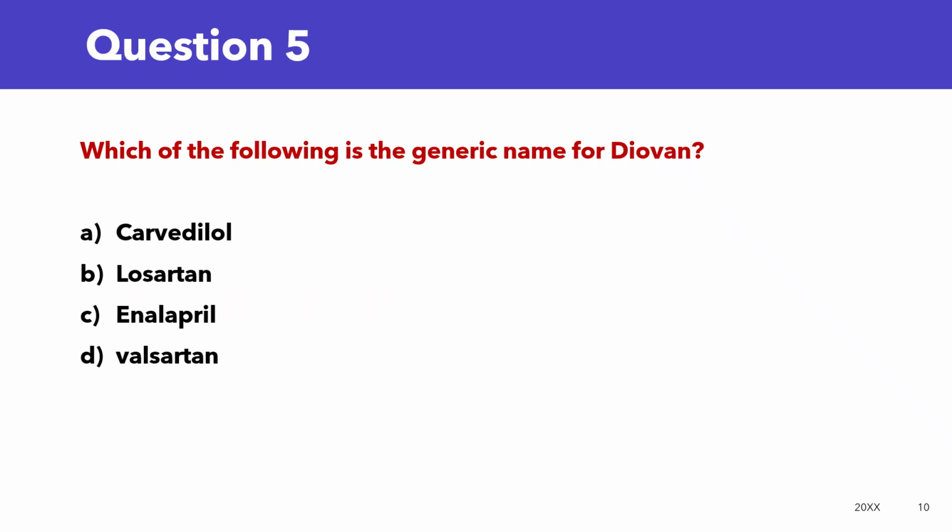Last question. Which of the following is the generic name for Diovan? Write your answer in the comments and then we'll see if you're correct. So the correct answer here is D, valsartan.